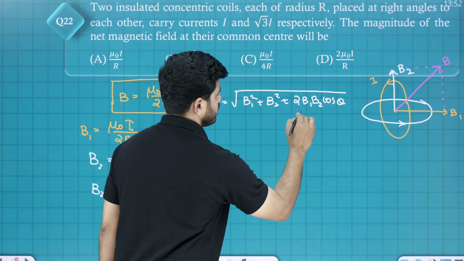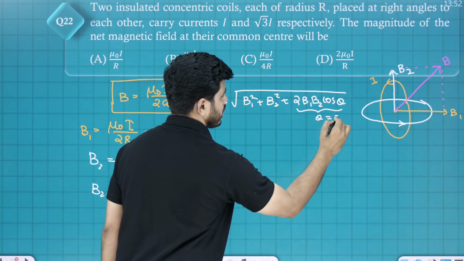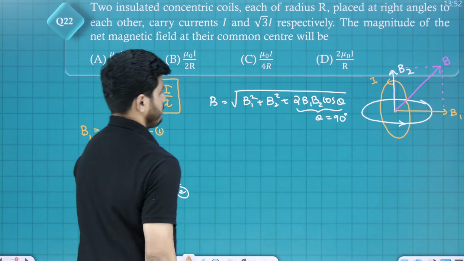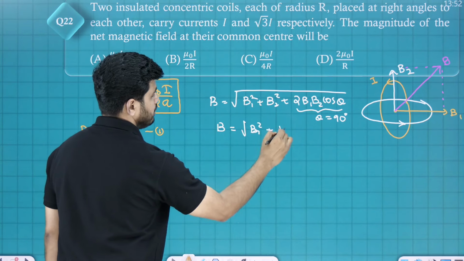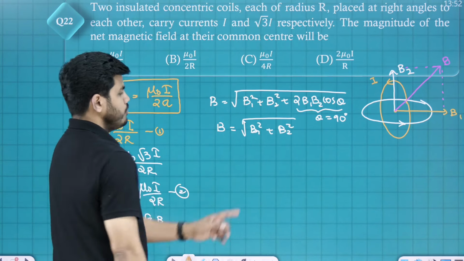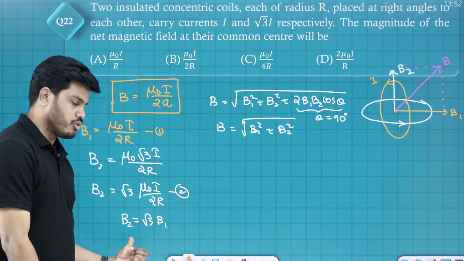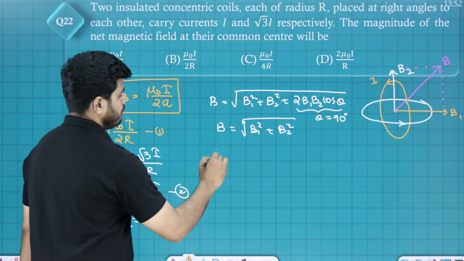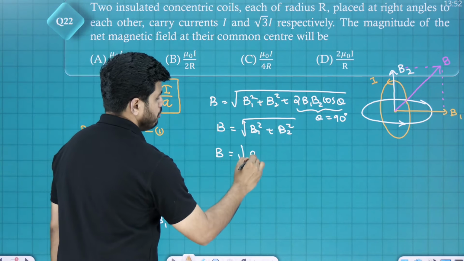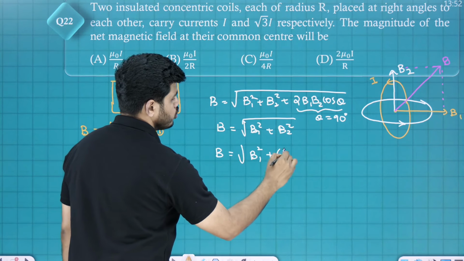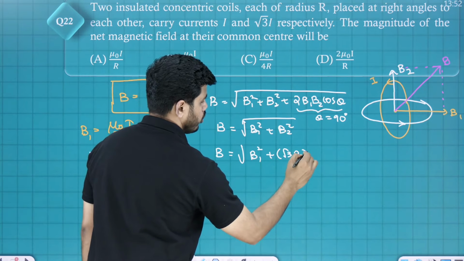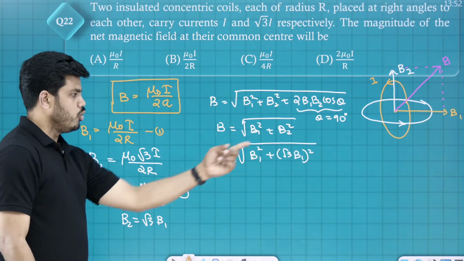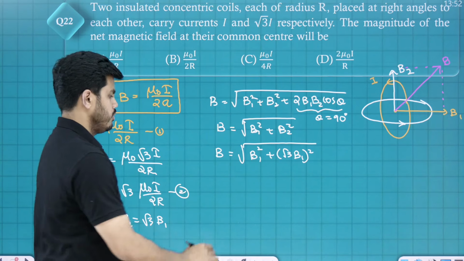So the whole term reduces to 0 because theta is equal to 90 degrees. Then B is equal to root of B1 square plus B2 square. Here we can substitute this relation, B2 is equal to root 3 times B1. That will be easier. So B is equal to root of B1 square plus root 3 times B1 the whole square, correct? There is no B2 now. B2 is replaced by B1.